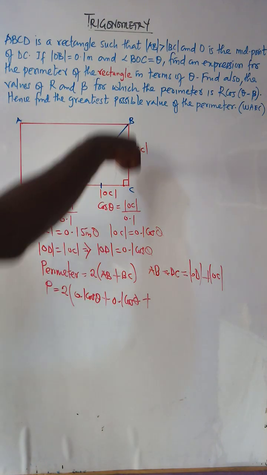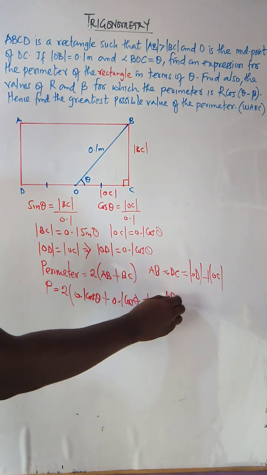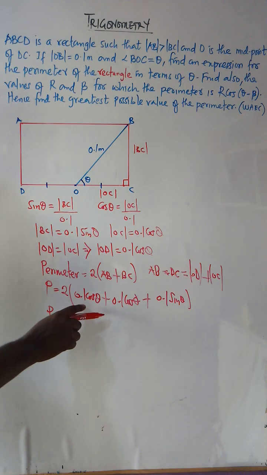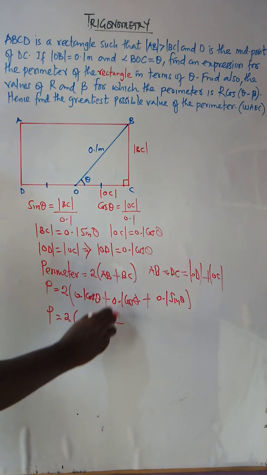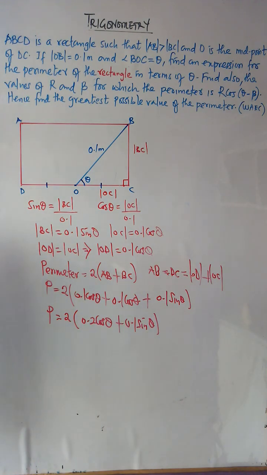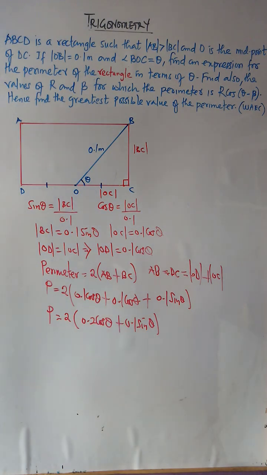How about BC? BC is 0.1 sin theta. That's BC straight. From here, this is 2 times this, and this will give us 0.2 cos theta plus 0.1 sin theta. So this is the expression for the perimeter in terms of theta. We are done.